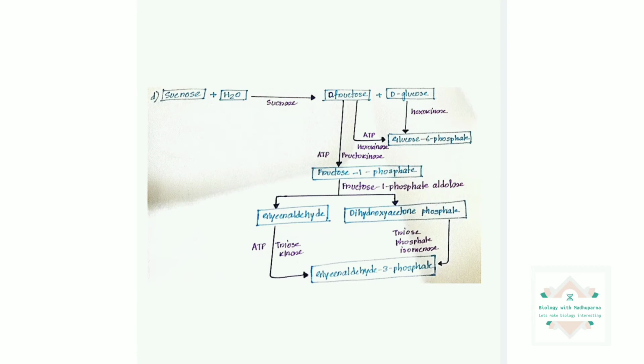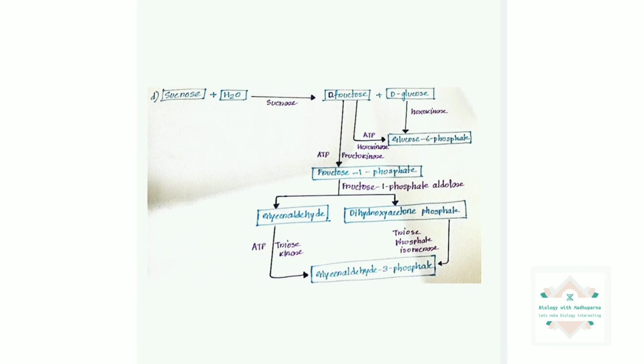But the fructose can enter the glycolytic pathway in two ways. First, it can be converted into glucose 6-phosphate with the help of the enzyme hexokinase, consuming an ATP, or it can be converted into fructose 1-phosphate with the help of the enzyme fructokinase. In this step also, ATP will be consumed. So basically, fructose 1-phosphate aldolase will convert this fructose 1-phosphate into products. One of the products is glyceraldehyde and the second product is dihydroxyacetone phosphate.